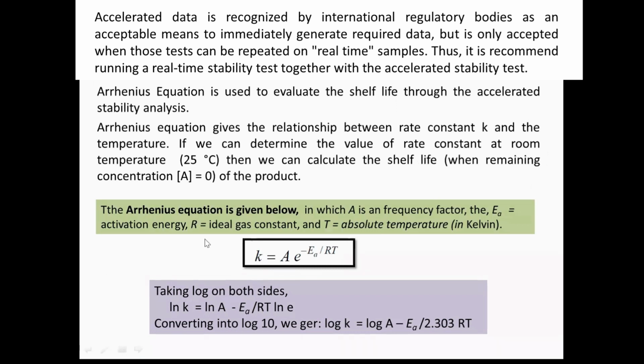As I mentioned earlier, we need the Arrhenius equation. यो Arrhenius equation बाट चाहिँ हामीले ड्रग को reaction kinetics पत्ता लगाइन्छ. Arrhenius equation gives the relationship between the rate constant and the temperature. If we can determine the value of the rate constant at room temperature, then we can calculate the shelf life. That is the remaining concentration of the product.